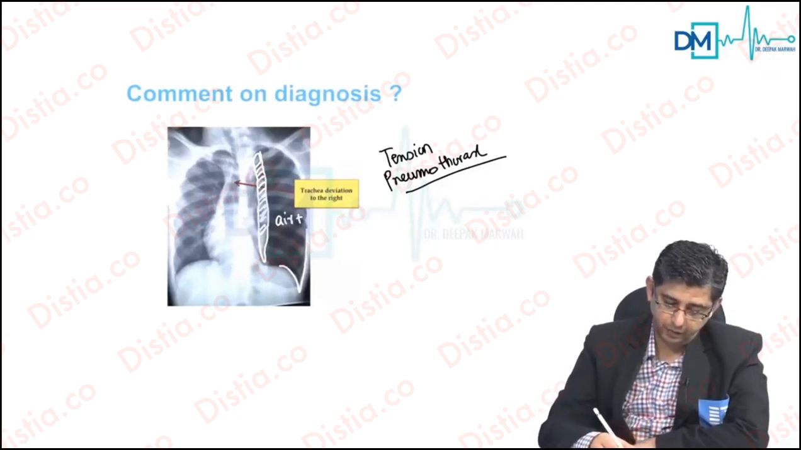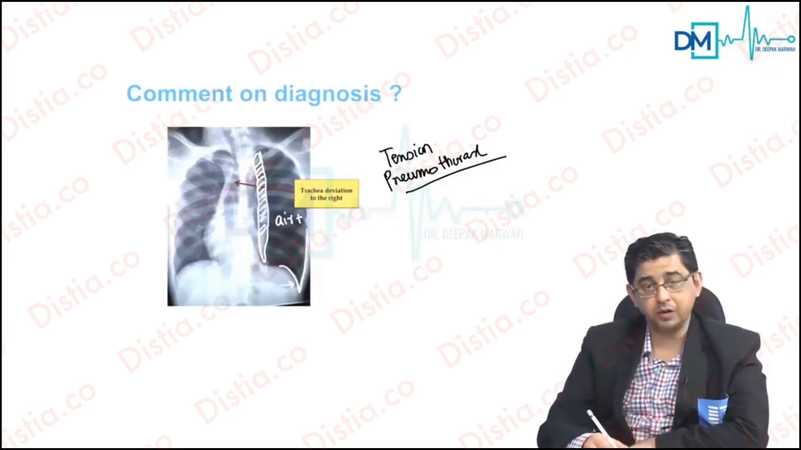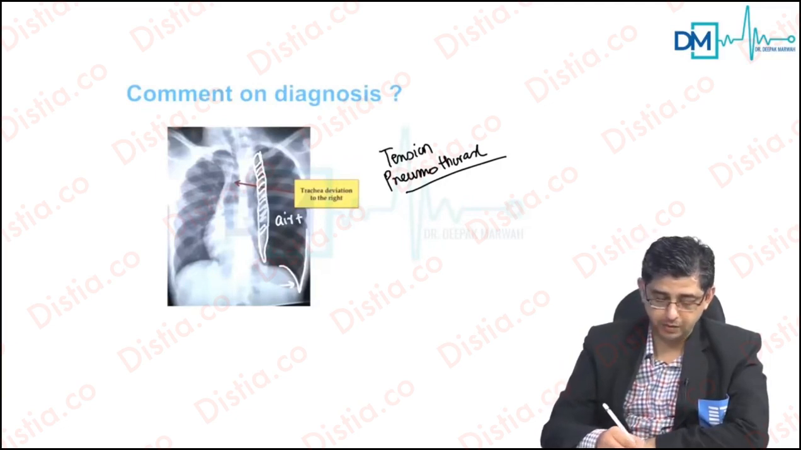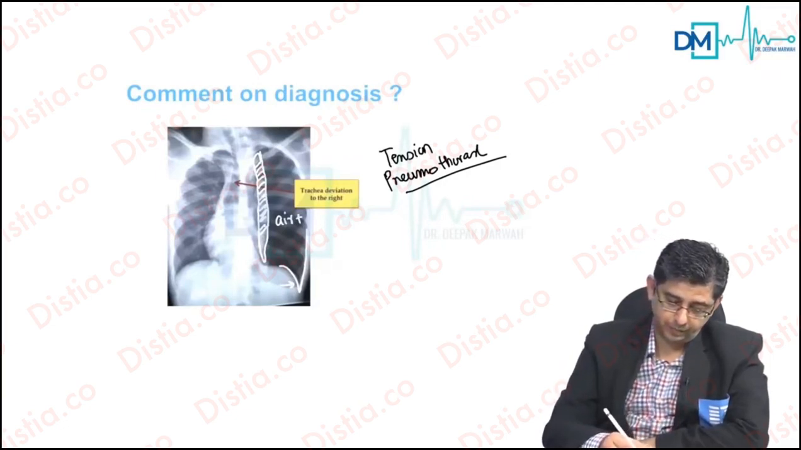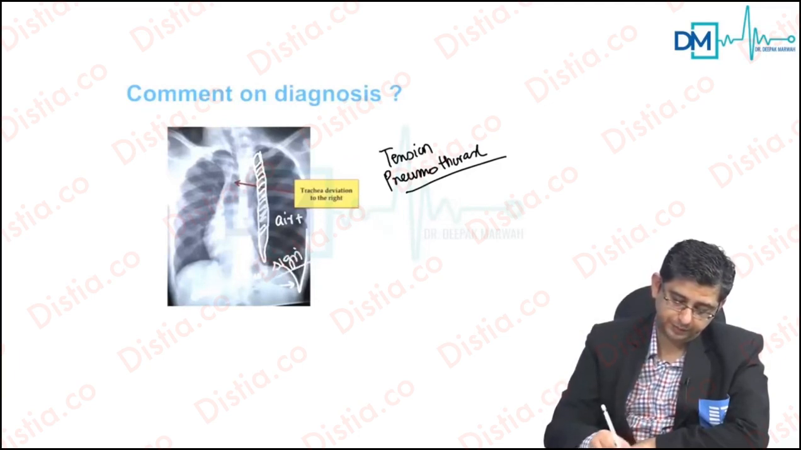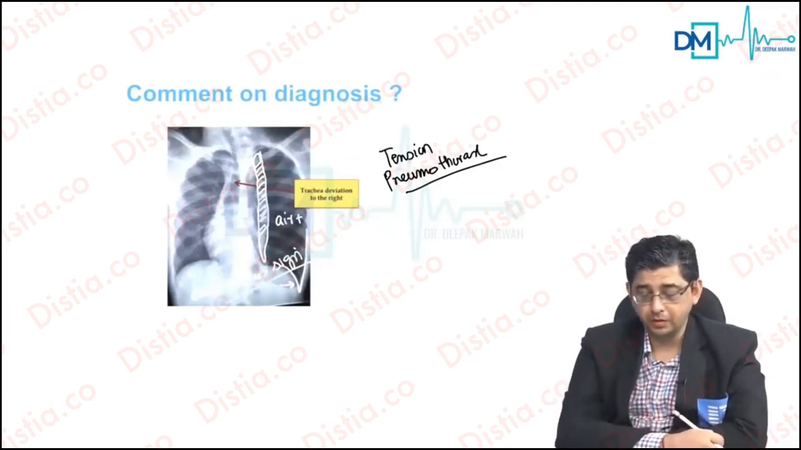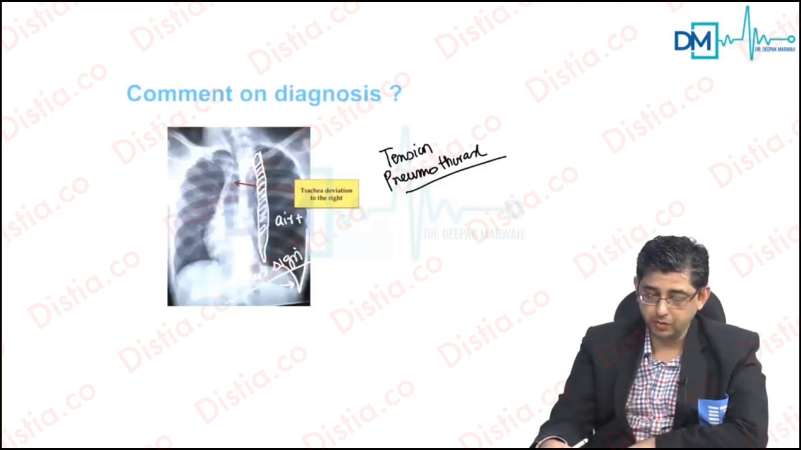It is relatively lower as compared to the contralateral side. This would be called as deep sulcus sign. Deep sulcus sign also helps in identification of pneumothorax in a patient. So the correct diagnosis is tension pneumothorax.